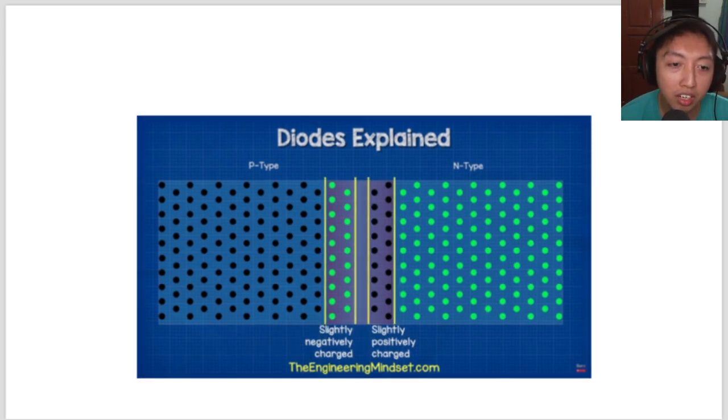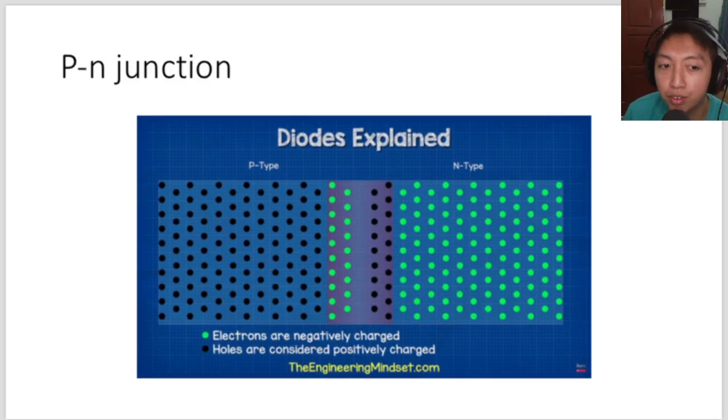You are actually creating a sort of field here in the middle. This part in the middle has become stable. But because it has become stable, it is actually blocking the rest of the electrons from the N-type from going to the P-type. The thicker this stable part becomes, the harder it is for the N-type from one side to go to the other. That's how it is.